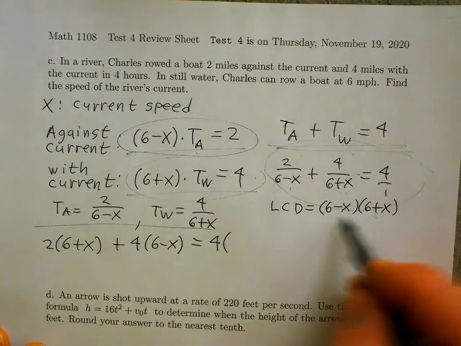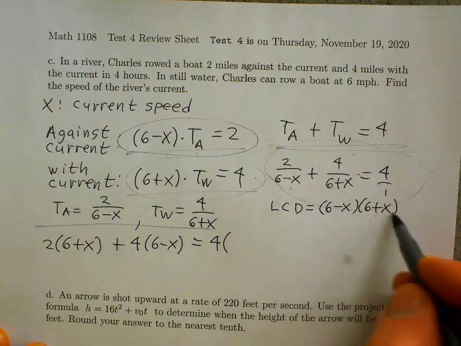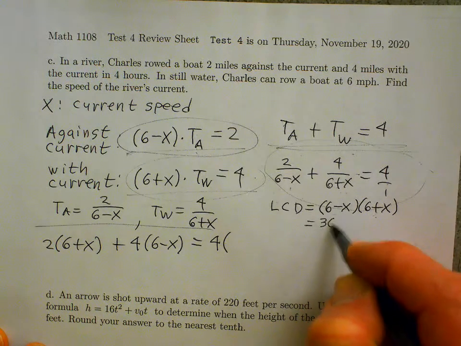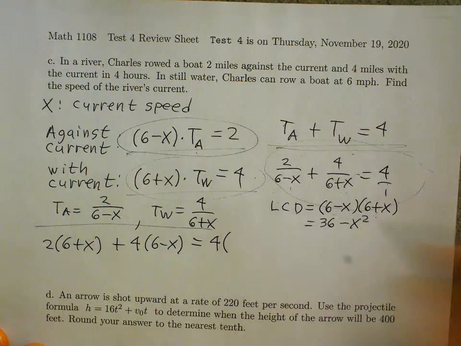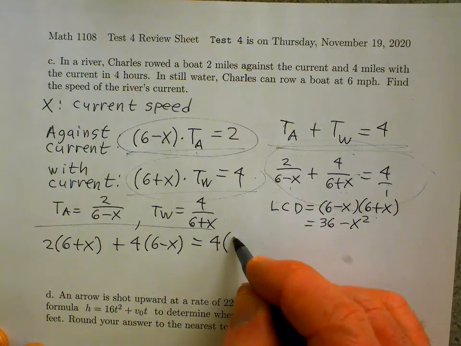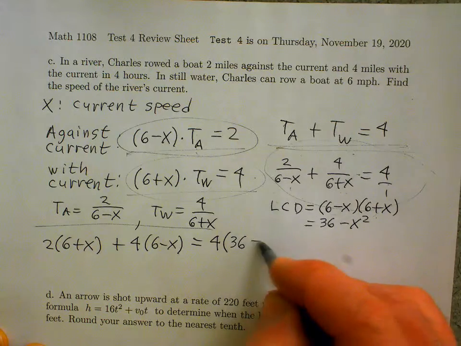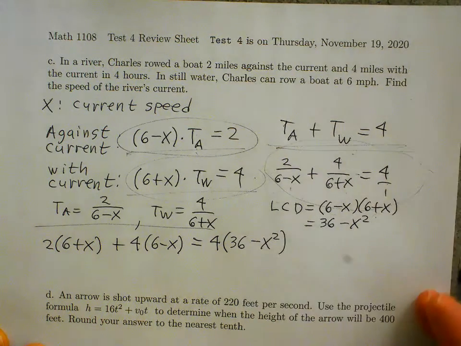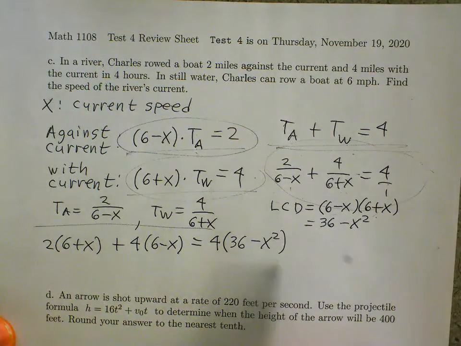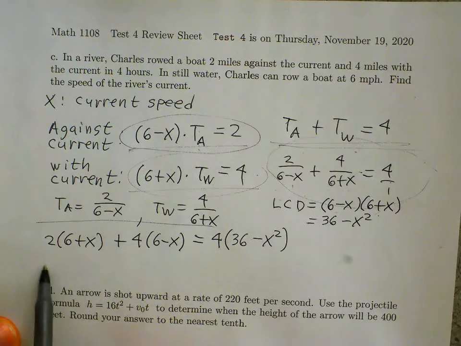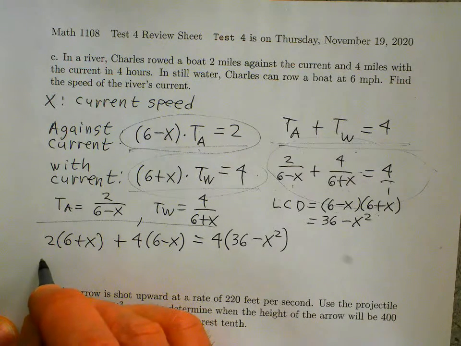When you multiply 6 minus x times 6 plus x, we're going to get 36 minus x squared after we simplify. So I'll just write 4 times the quantity 36 minus x squared. The resulting equation is a quadratic equation. So we'll multiply everything out, combine like terms, and then see what we got.